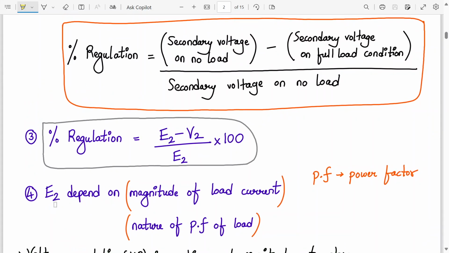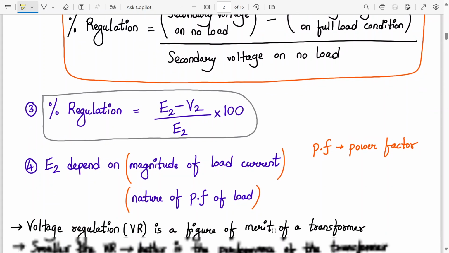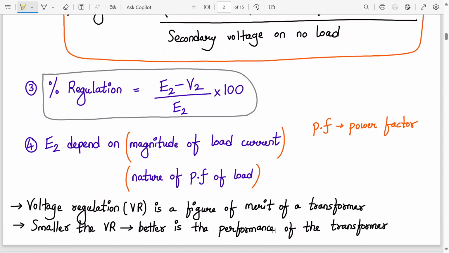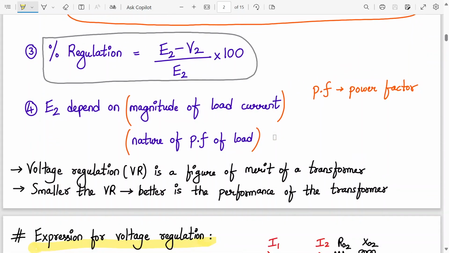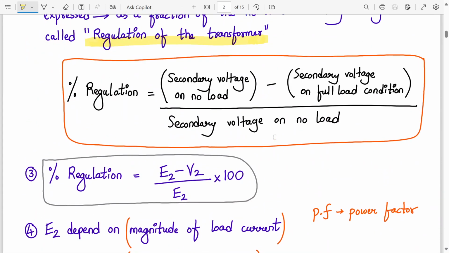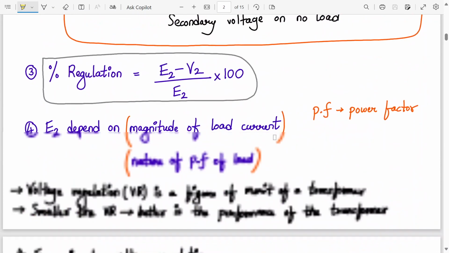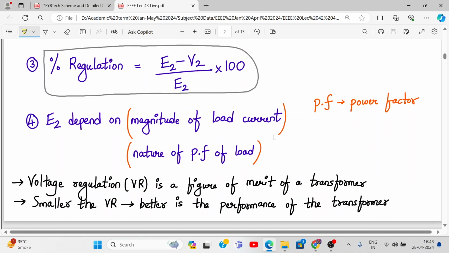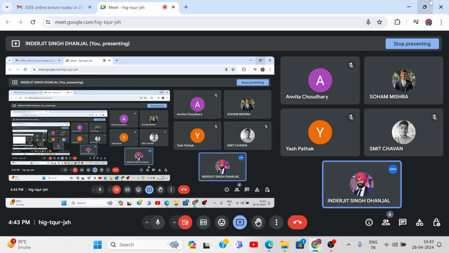Now, the output, the mutually induced EMF E2, depends upon the magnitude of the load current and the nature of the power factor of the load. Therefore, voltage regulation is a figure of merit of a transformer. The smaller the voltage regulation, the better is the performance of the transformer. That means the smaller the difference between E2 and V2, the better is the transformer regulation. Can we go for the expression of voltage regulation now? Students, you have understood the definition? Yes, sir. Alright, let's go.